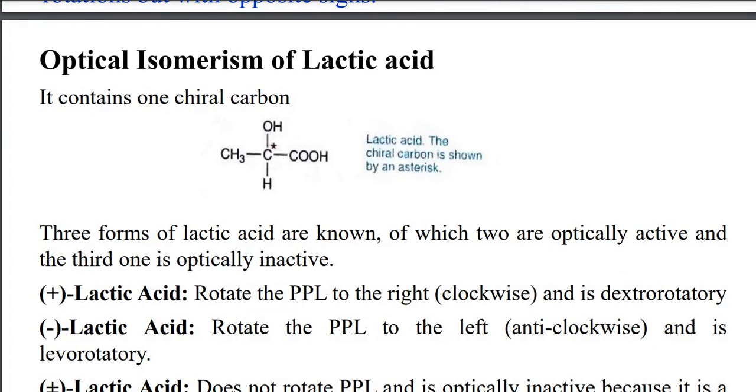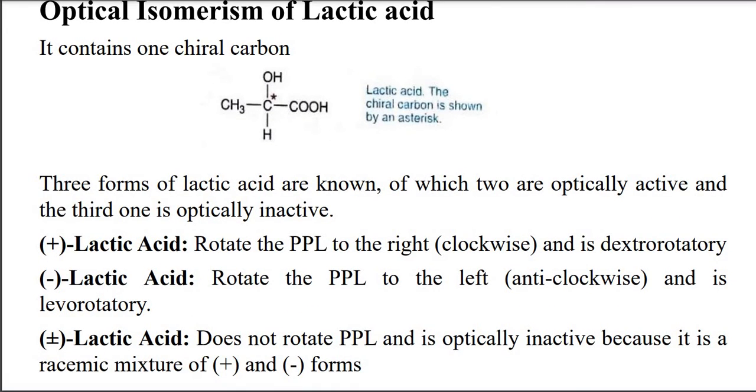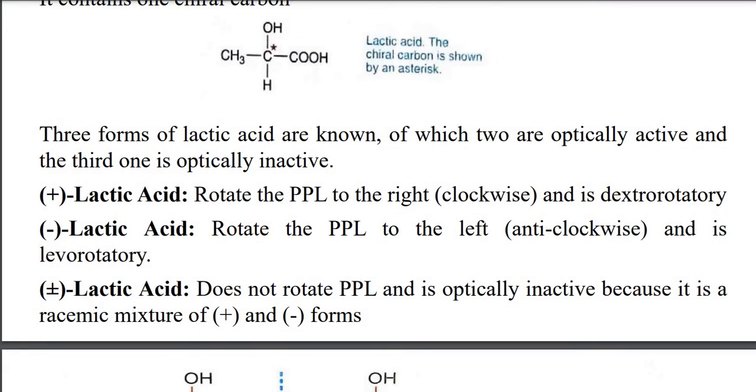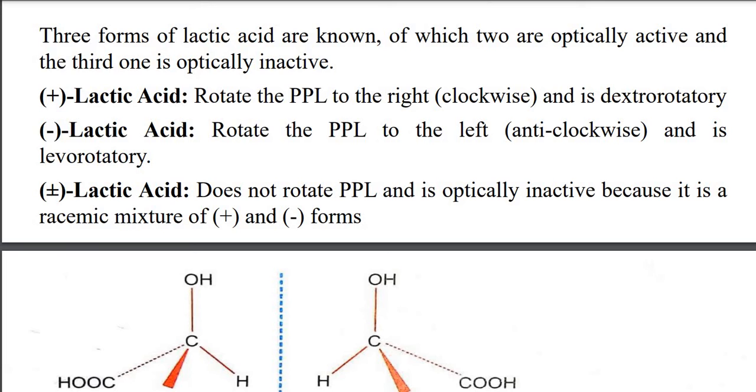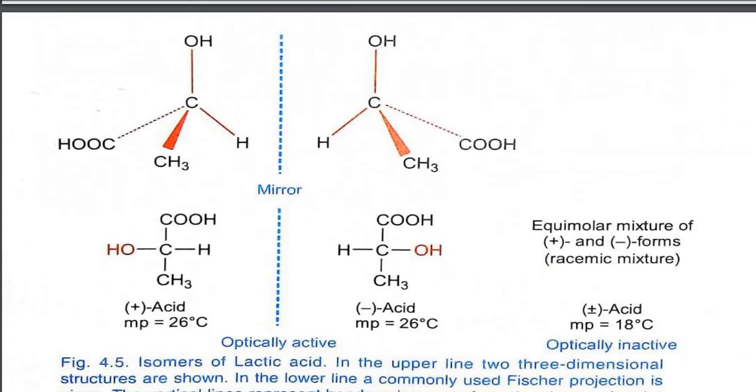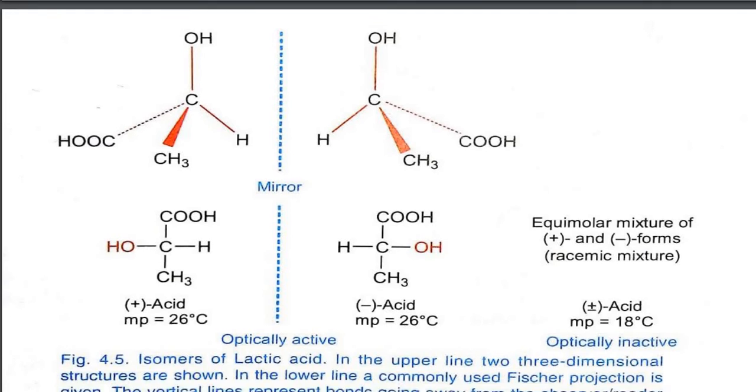Now, optical activity of lactic acid. It contains one chiral carbon. The chiral carbon is shown by an asterisk. Three forms of lactic acid are known, of which two are optically active and the third one is optically inactive. Plus lactic acid and minus lactic acid rotate plane polarized light clockwise and anticlockwise respectively, and the third does not rotate plane polarized light and is optically inactive because it is a racemic mixture. Now you can see the molecules and melting point are both the same. An equimolar mixture of plus and minus forms is a racemic mixture.